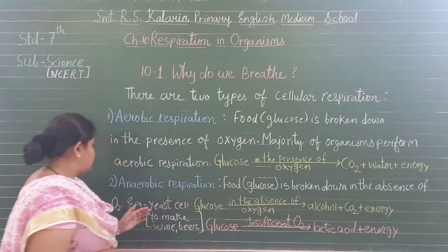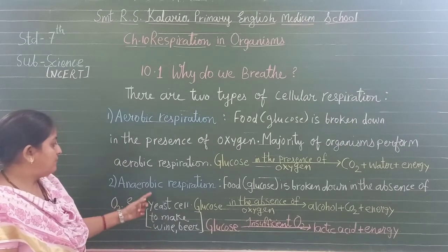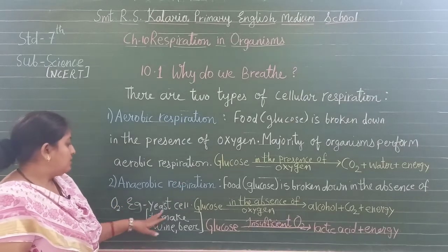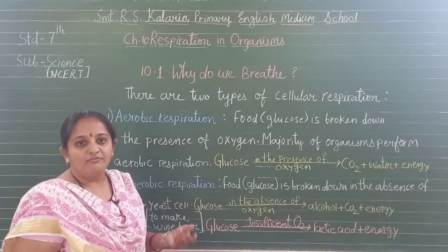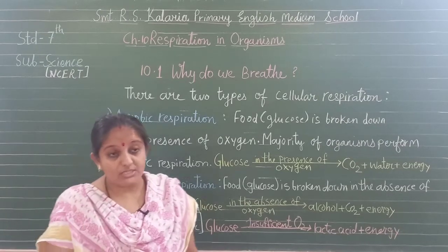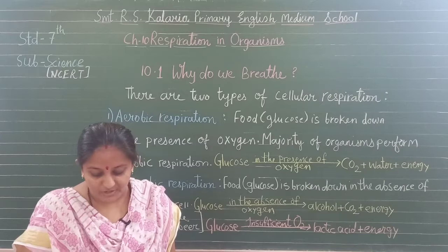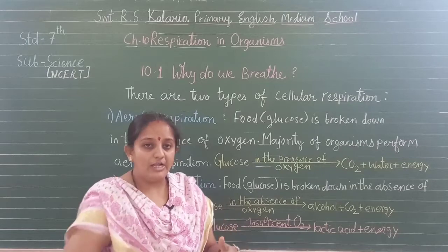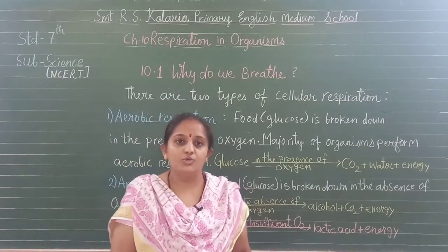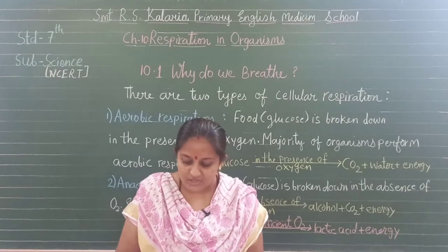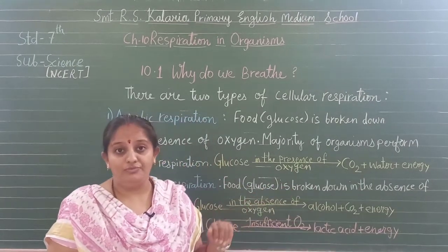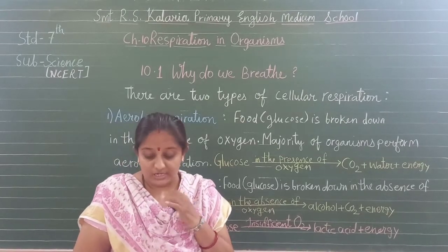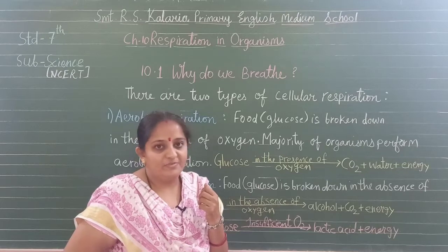Okay, now here is an example given. Yeast cell is a type of organism which performs anaerobic respiration, and you all know that yeast is used to make wine and beers, and yeast is a single-celled microorganism which respires anaerobically during the process to yield alcohol. alcohol बनाने की process में वो use होता है. Okay, so these are the two types of aerobic and anaerobic respiration.